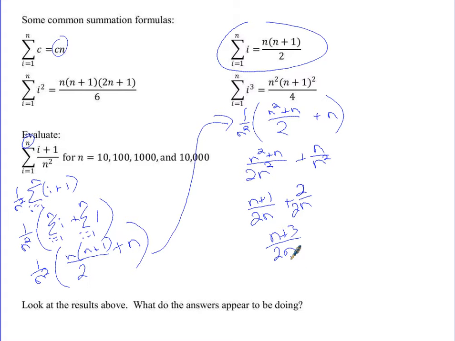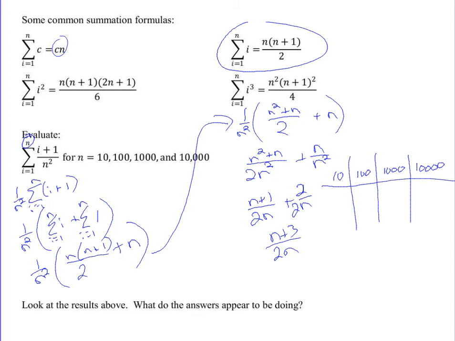In other words, the sum from i equals 1 to n of this expression can be turned into this right here. So now it says evaluate for n equals 10, 100, 1,000, and 10,000. So let's do that. I'm going to try to squeeze in a little table here. Go 10, 100, 1,000, and 10,000.